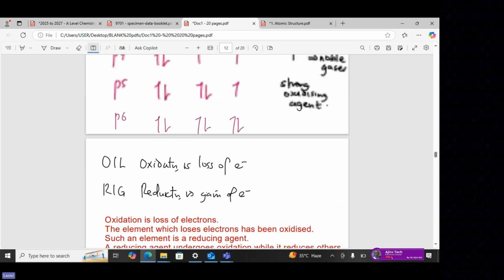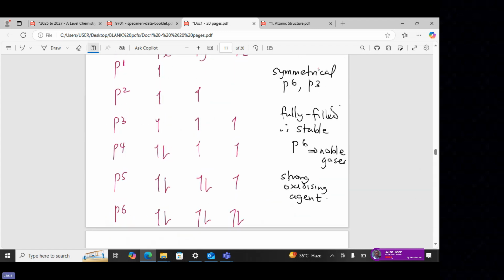Now let's go back. So I'm coming back here. Which of these guys is a strong oxidizing agent? Just remember, and the way you can know is that metals are reducing agents. Non-metals are oxidizing agents. Metals normally lose electrons. They are reducing agents. And because they lose electrons, they are oxidized. That's what OIL RIG means. OIL means oxidation is loss of electrons.